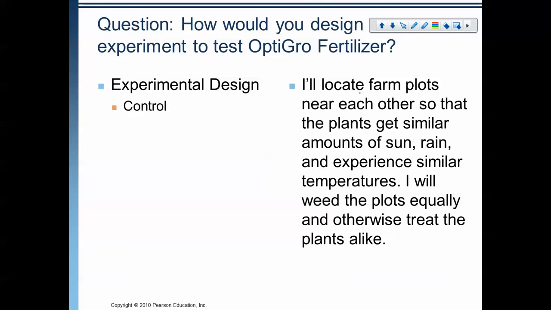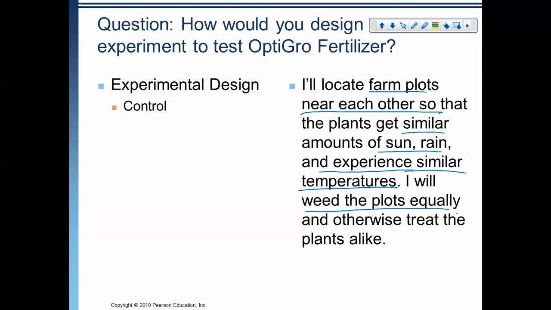Okay, so I'm going to locate farm plots near each other so that they get similar amounts of sun, rain, and experience similar temperatures. So I'm going to put a plot on the side of my house, and they're all going to be right next to each other, because if they're all right next to each other, they're going to get the same rain, the same sun, the same temperatures. They'll also get the same kind of soil conditions as everybody else. Because again, these are all different variables that might influence how tasty and juicy my tomatoes are. So I want to make sure that everybody in the group gets those same experiences, so that the only factor that is changing is the fertilizer.